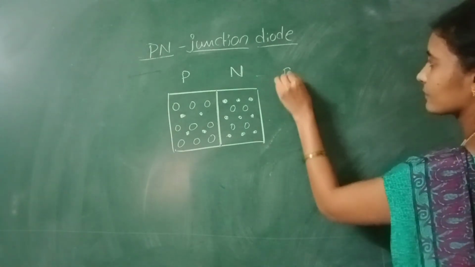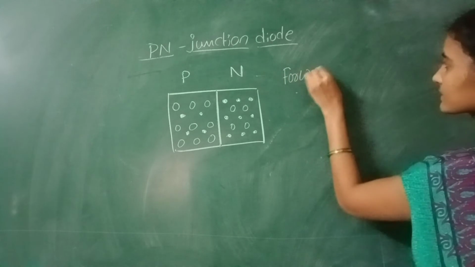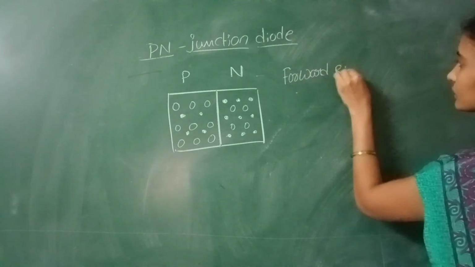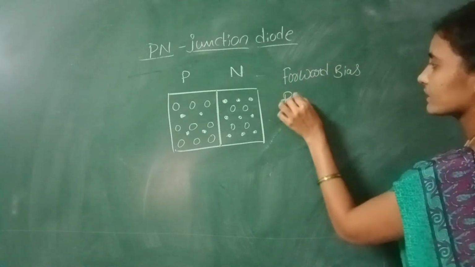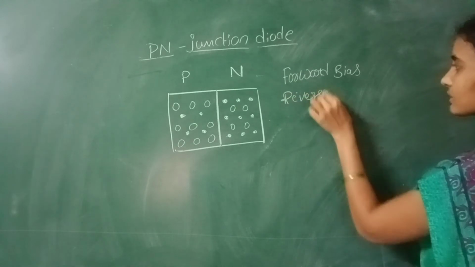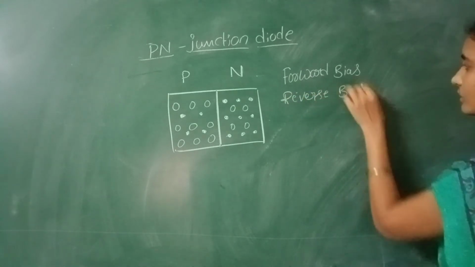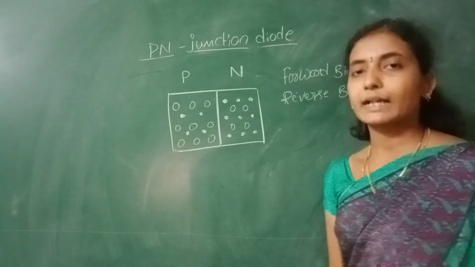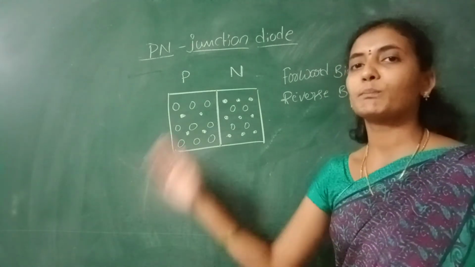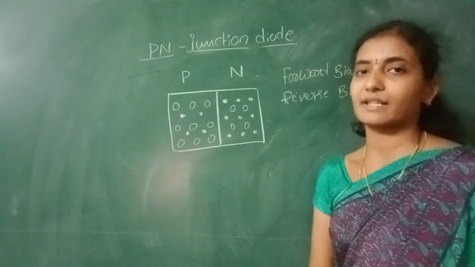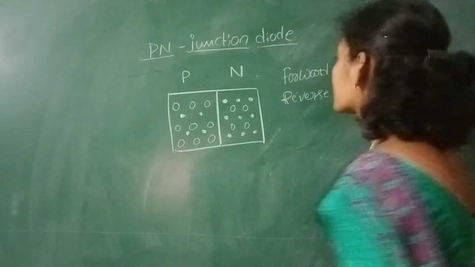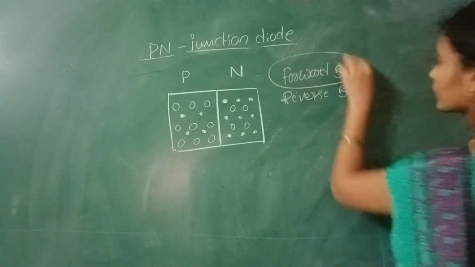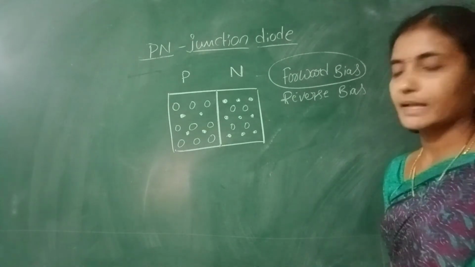That is forward bias and the second one is reverse bias. Forward bias and reverse bias are related to the connection between the PN junction diode and an external battery. First of all, we are going to explain forward bias.